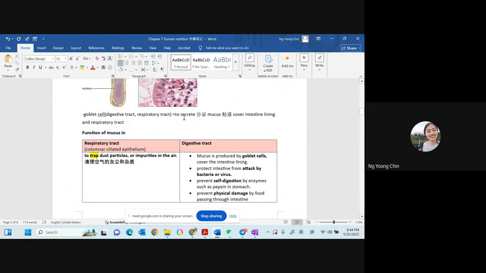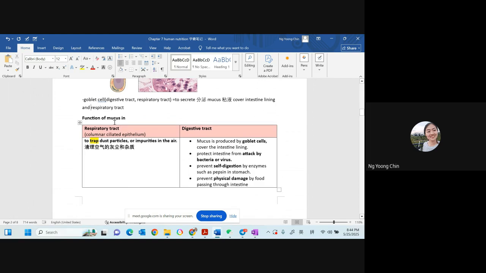Okay, so the goblet cells will secrete the mucus. The mucus will cover the intestine lining and also the respiratory tract. When we talk about the function of mucus in the respiratory tract, we'll learn this in chapter 11, I think. It helps to trap dust particles or air impurities. But how about in the digestive tract? The goblet cells produce mucus, and the mucus will cover the intestine lining.